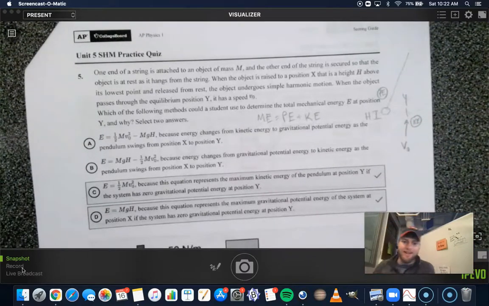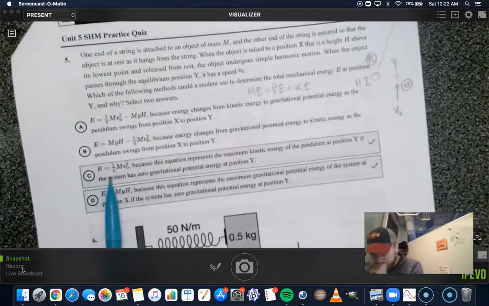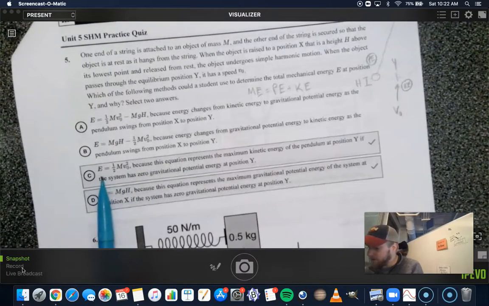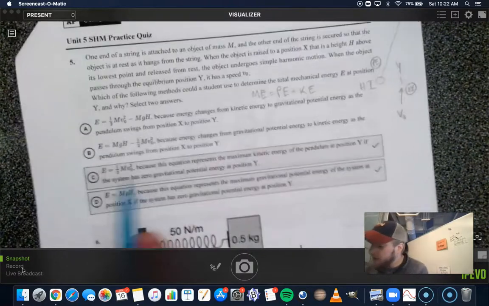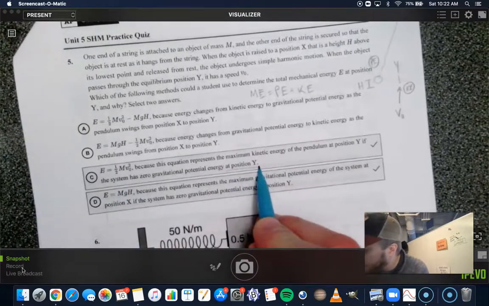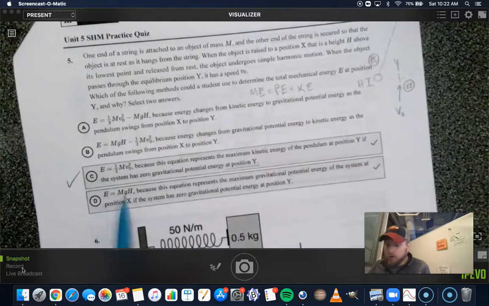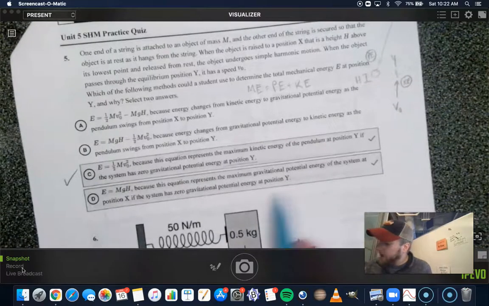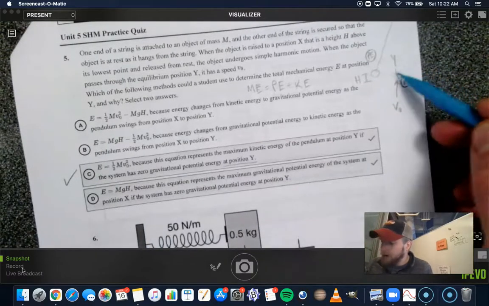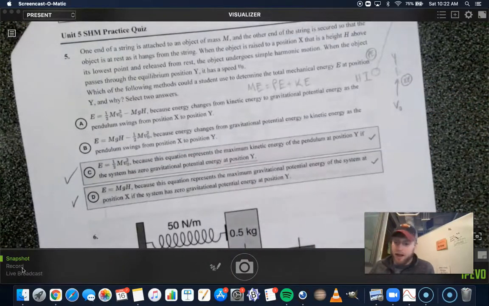So I want to show you why C and D are definitely the correct answers, and let's talk about why A and B are definitely wrong. So C is just saying use the kinetic energy equation. That'll work. That'll tell you what the total mechanical energy is if you do it at position y. So that's correct. That makes sense. And then D is just saying, well, use the gravitational potential energy equation. And if you did that, it will have no gravitational potential energy when it passes through the equilibrium position. So D is correct.